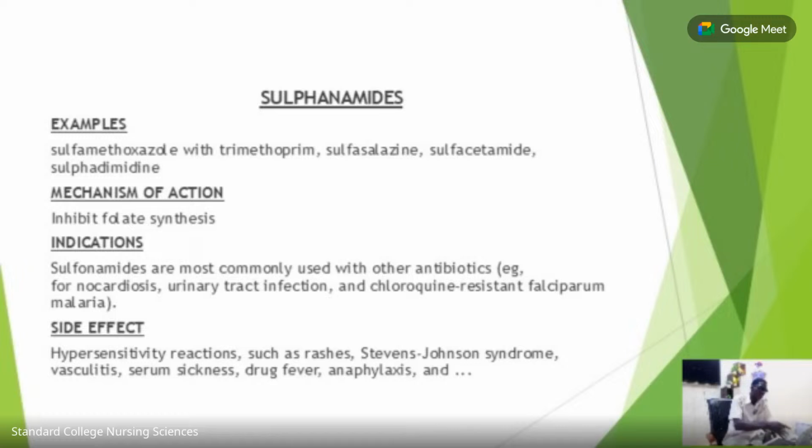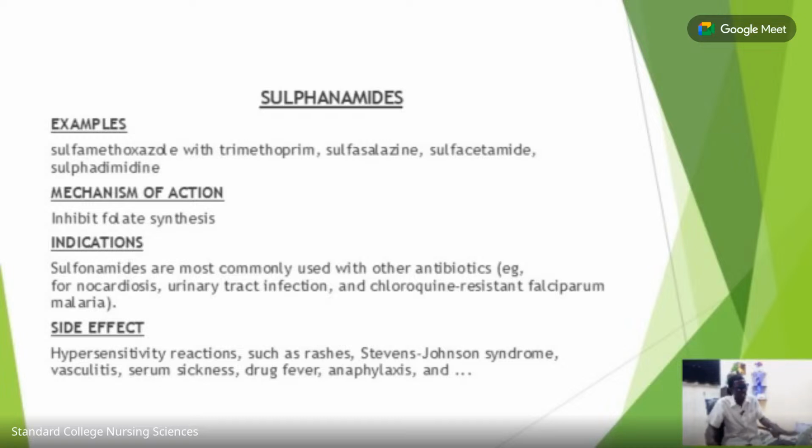Then we have tetracycline. Example, doxycycline, tetracycline itself, minocycline, and sericycline. But specifically, I want you to work on doxycycline and tetracycline because that's the commonest one among the class of tetracycline. Then we have the class of quinolones or fluoroquinolones. Example, we have ciprofloxacin, ofloxacin, and levofloxacin. All of them are very common. So I want you to go and look for information about them.